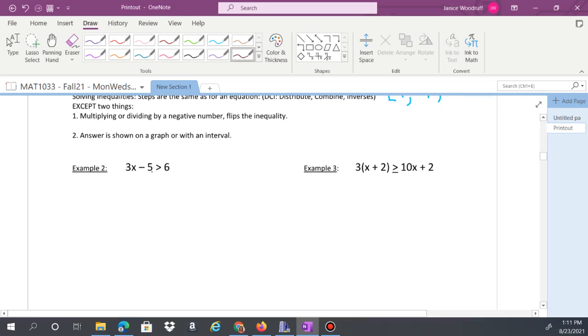Okay, so for example 2, I have 3x minus 5 is greater than 6. So what I'm going to do here is keep the x on the left. So I'm going to take this minus 5, add it to both sides. They're going to cancel out here. I'm going to have 3x is greater than 6 plus 5. That's going to give me 11. Keep the x over on the left, so I'm going to divide by 3. Those are going to cancel. I'm going to get x is greater than 11 over 3. I'm going to leave it as an improper fraction.